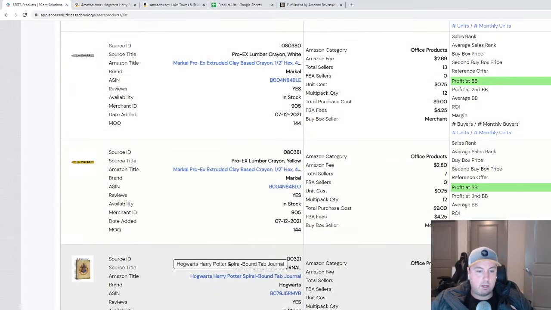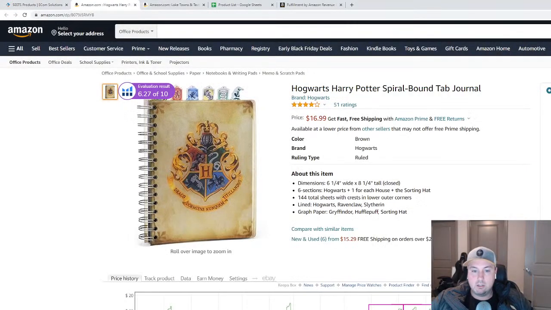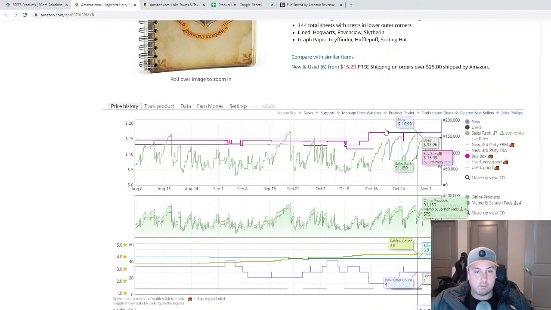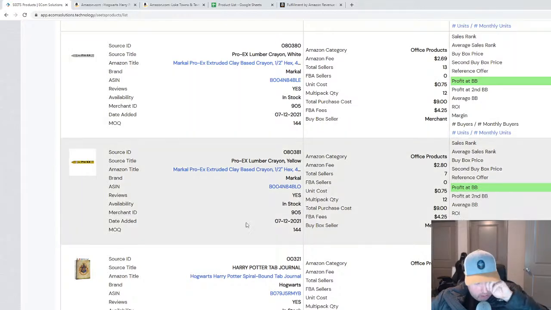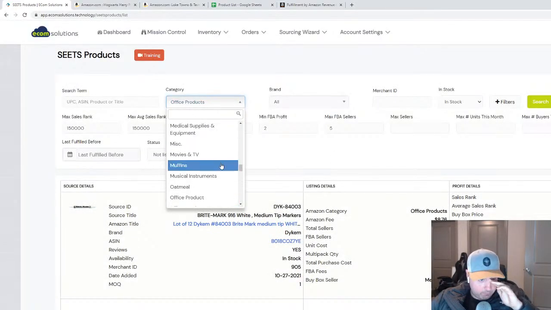$44 sales, not bad. This might be one of those things that sells more around Christmas because it's geared towards kids and stuff, and parents probably buy that stuff more around Christmas. I could see it being a good product. Let's look at a different category.